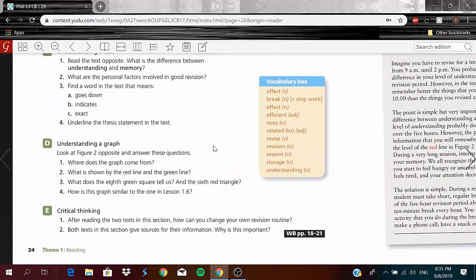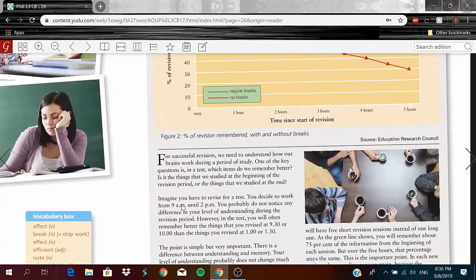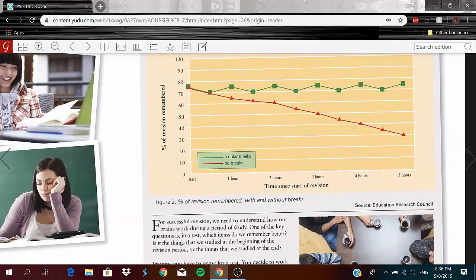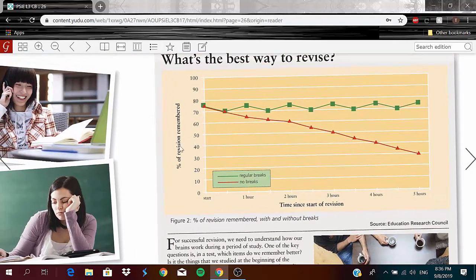What else do we have? We have, all right, this one's good. So D, understanding a graph. Look at figure 2 opposite and answer these questions. And that's what I was talking to you guys about. So where does the graph come from? Let's take a look at the graph. Here we have the graph, figure 2, source, and we have percentage of revision remembered, numbers, and time since start of revision.